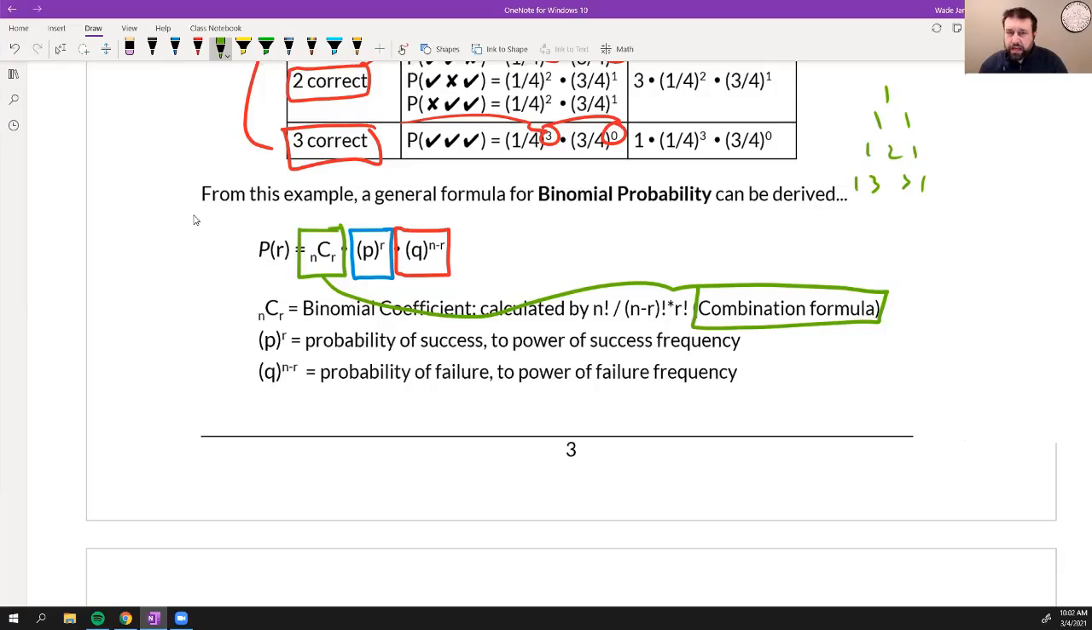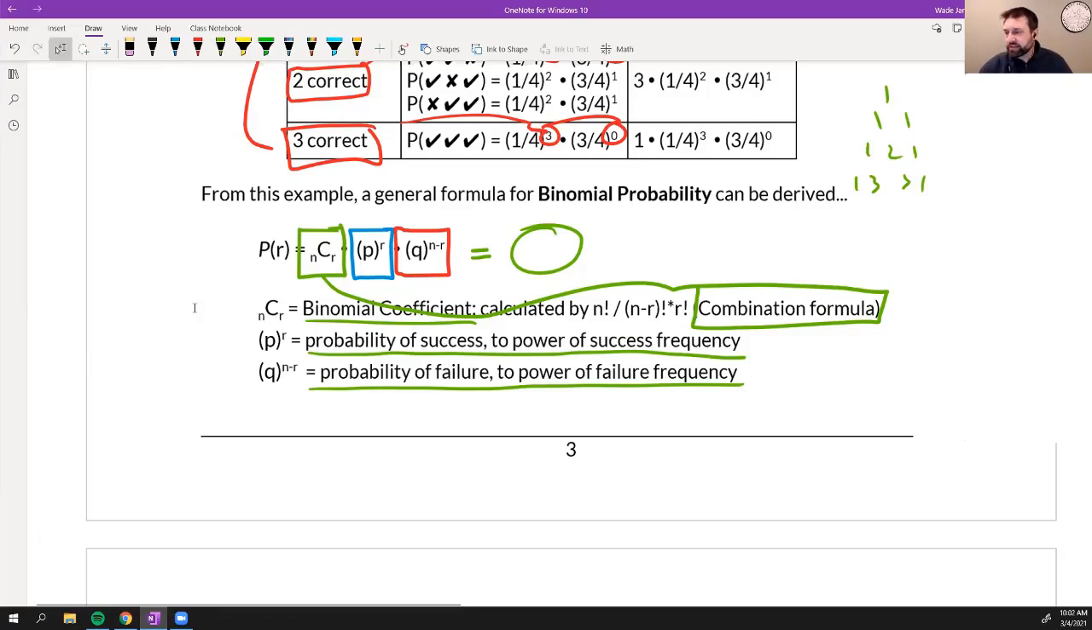And so you take these 3 values. You take your binomial coefficient, you take the probability of success to the power of the success frequency, and you take the probability of failure to the power of the failure frequency, and you multiply them all together. And that is the probability of that event happening. And so you multiply these 3 things together.